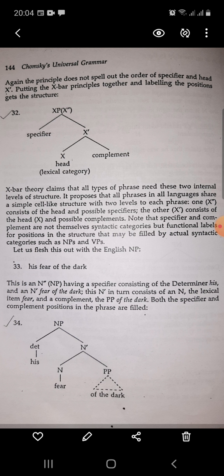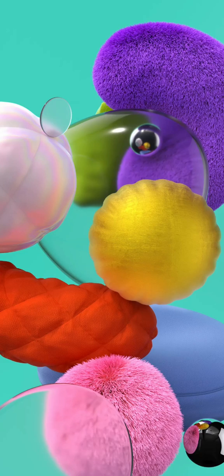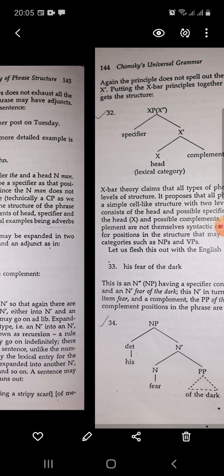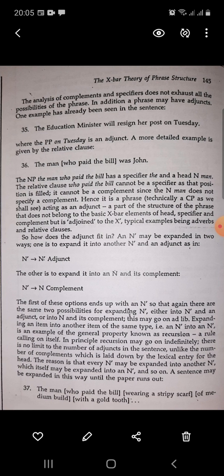Fear of the dark, because fear of what? So this fear must contain the prepositional phrase. What kind of fear? Fear of the dark, prepositional phrase. So they are in sisterhood, determiner and a noun complement. They are in sisterhood, and then noun, fear, and prepositional phrase, they are also in sisterhood. So this is how the analysis of X-bar theory makes the relationships of the items evident to us.